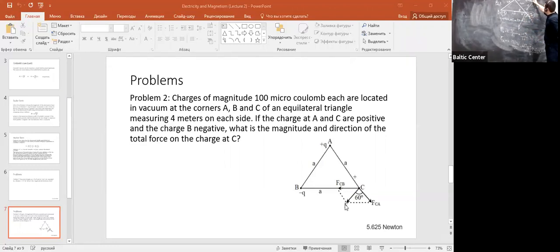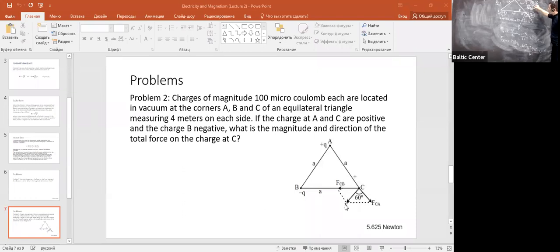So what about this vector? If here is 60 degrees, here also 60 degrees, what about these ones? So we have the picture. This angle is equal to 60, and this one is also equal to 60. It means if here 5.62 newtons, here also 5.62 newtons, here also 5.62 newtons. Why?